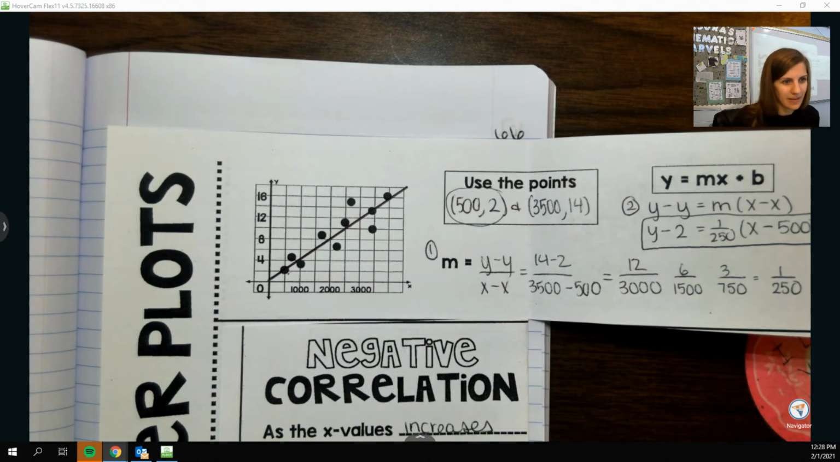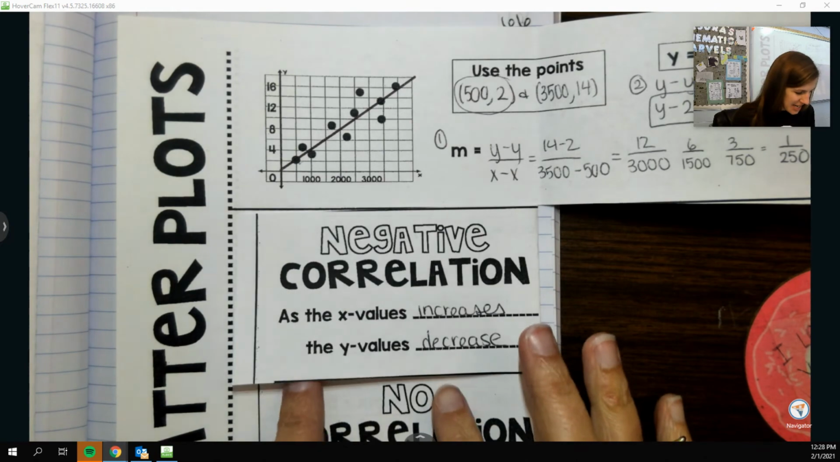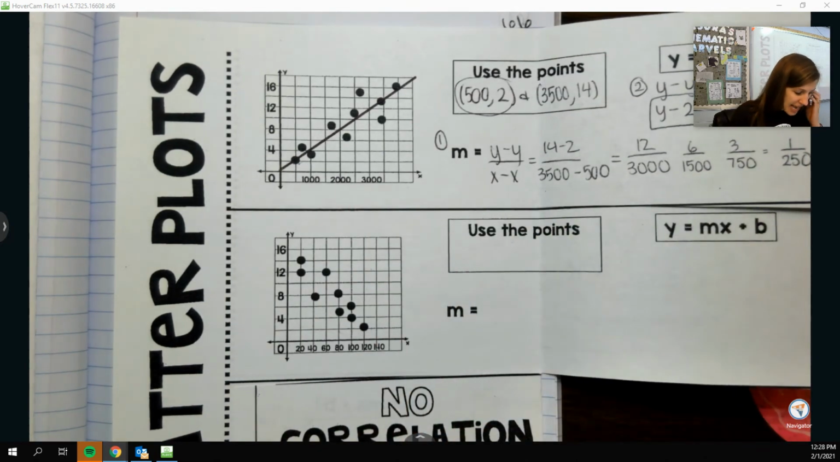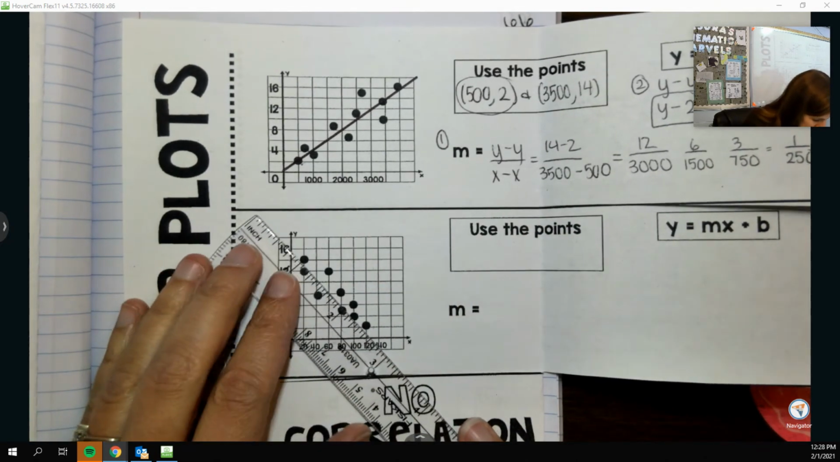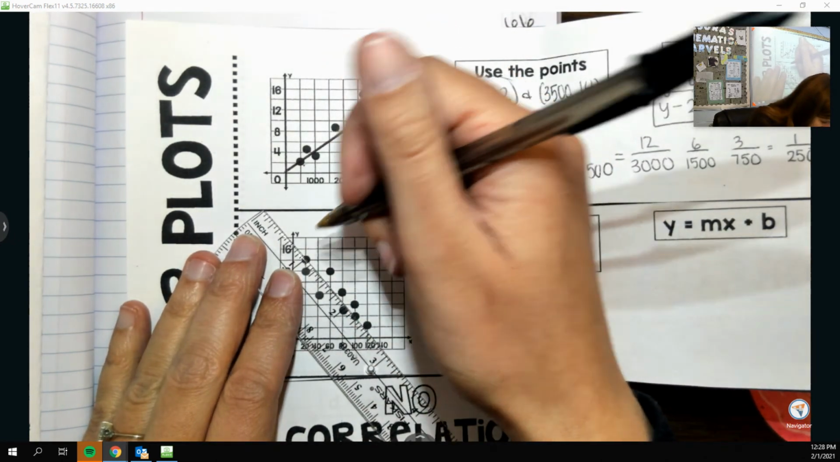I ran out of space. That's fine. Okay, let's try another one. This one will fully finish. So negative correlation. Again, I want to try to approximate and get as close to as many points as I can. So I feel pretty good about that line.